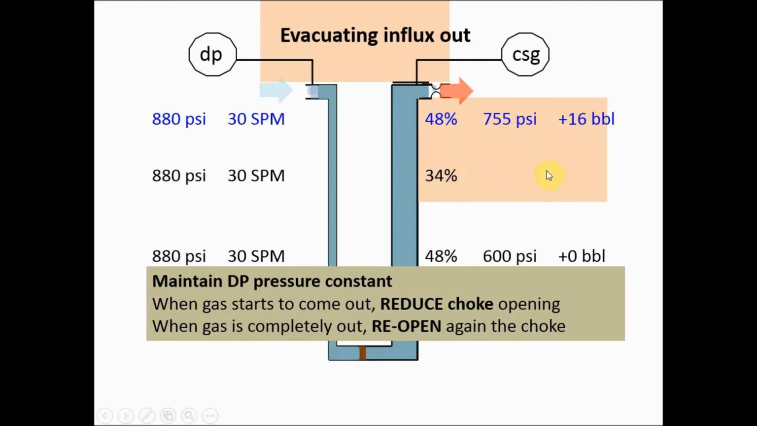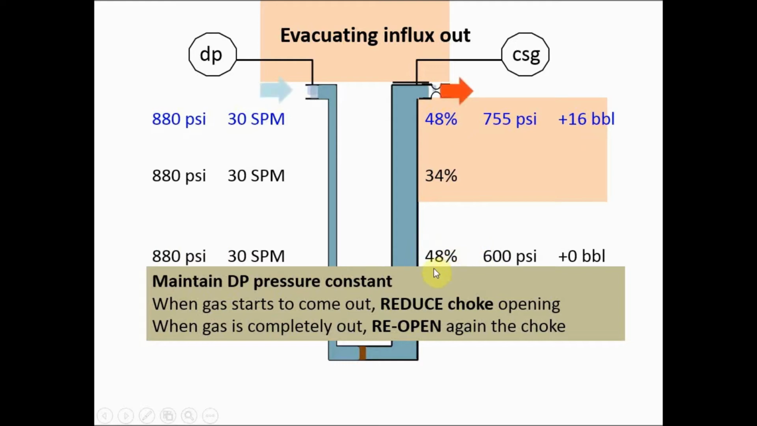We will monitor pit gain decreasing as more and more gas moves out of the annulus, and then when all of the gas is out of the wellbore, the mud will come back to the choke, and we need to reopen the choke again from 34 to 48% to maintain drill pipe pressure constant.